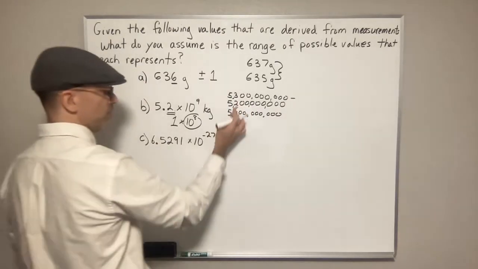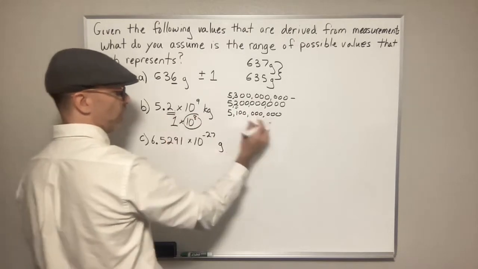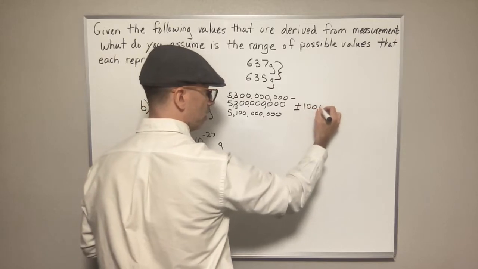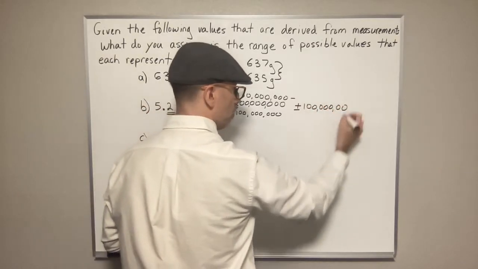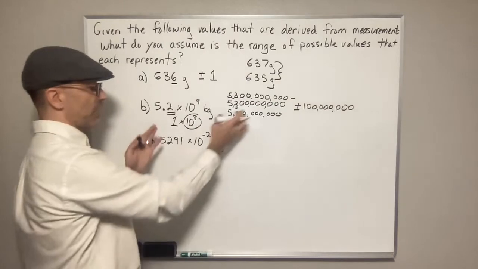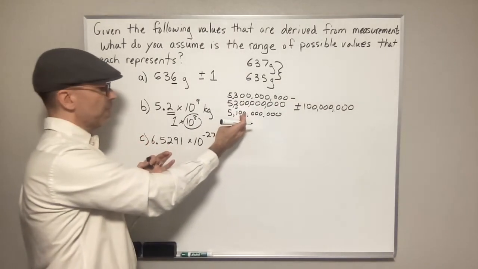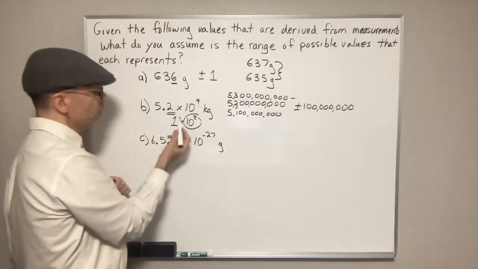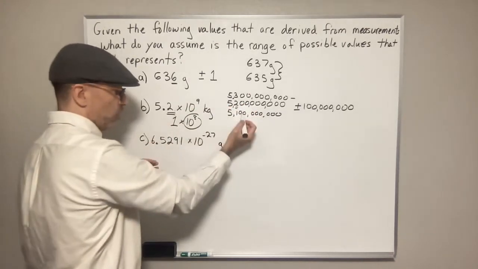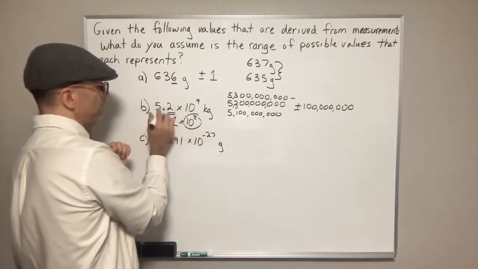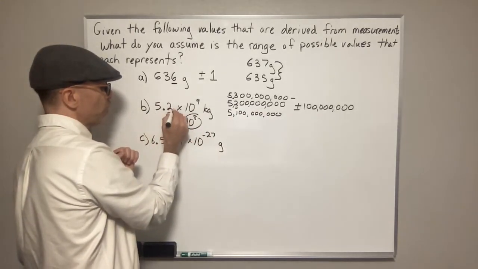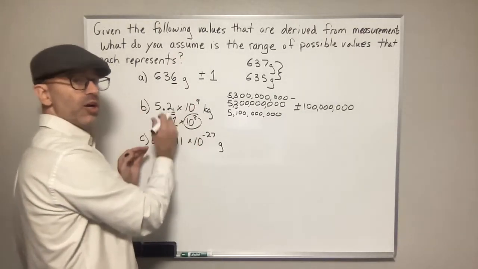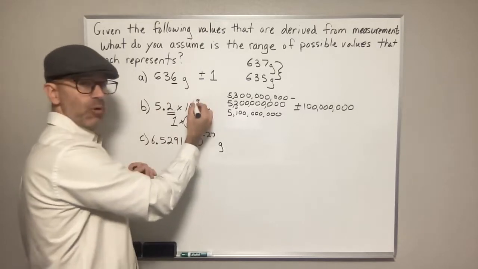So the uncertainty for this, according to this, is plus or minus 100 million. That is the uncertainty based on this, when we wrote out the number in its normal form. So that's one way to do it. The other way to do it is to just move the decimal over to the right of the last number, and for the number of times you had to move that over, you're going to reduce the exponent by that number.